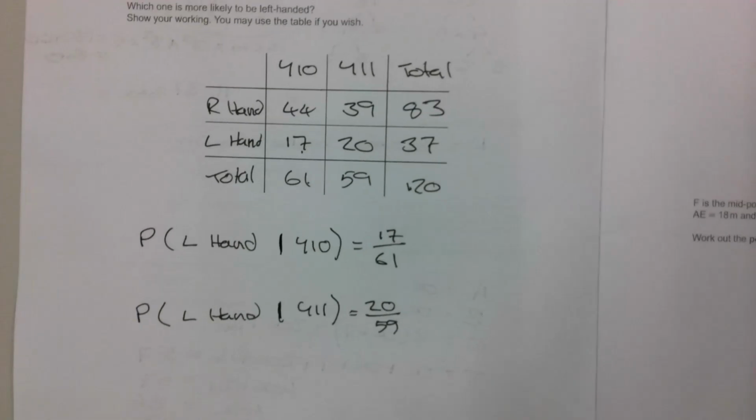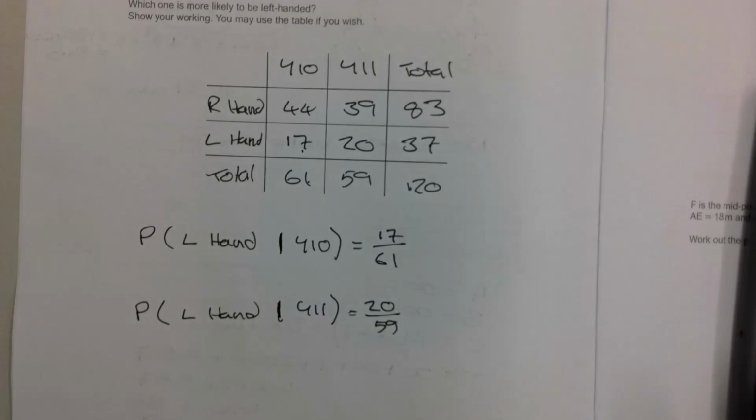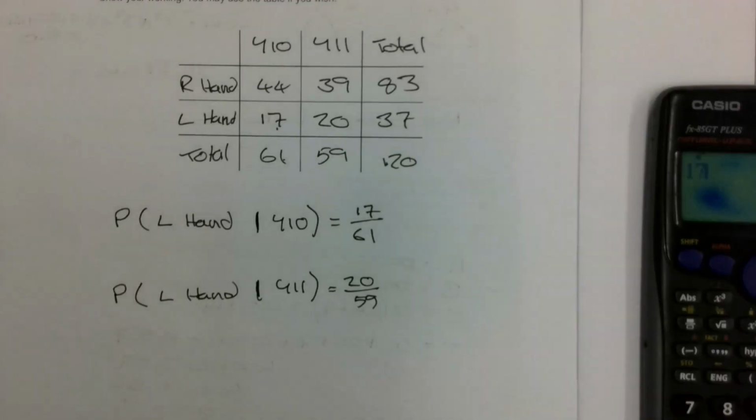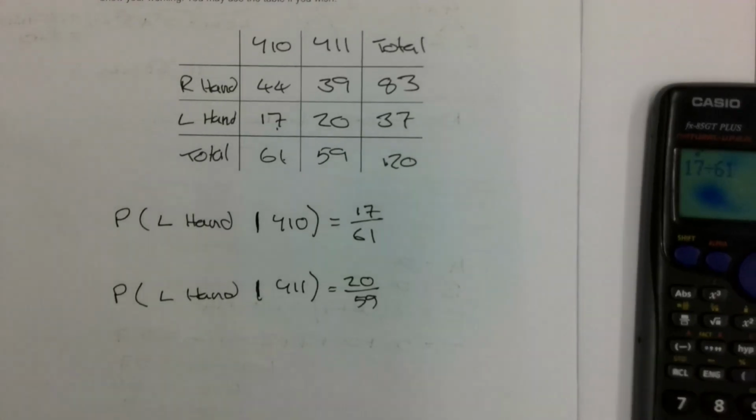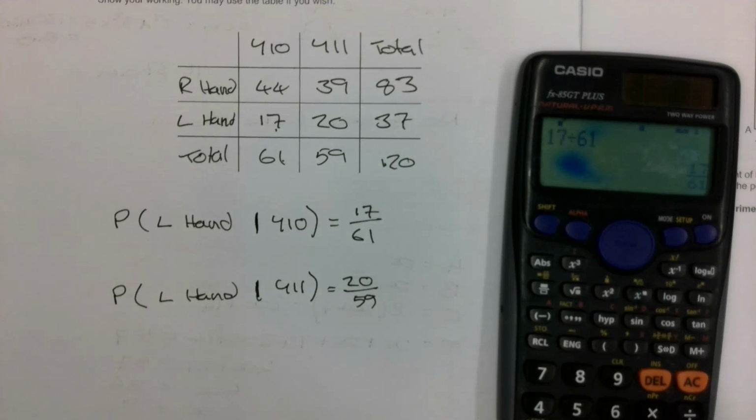At this point, some of us who are comfortable with fractions might be able to work out that the probability of Year 11 is higher. But if we're going to compare probabilities, it's best to either have fractions that are the same denominator or just convert them into a decimal.